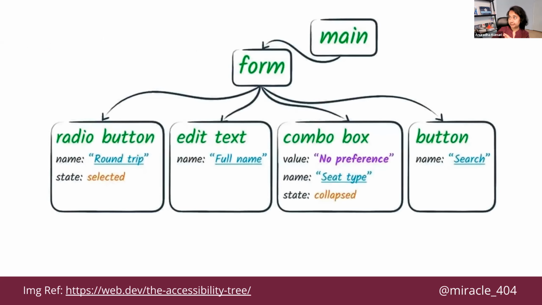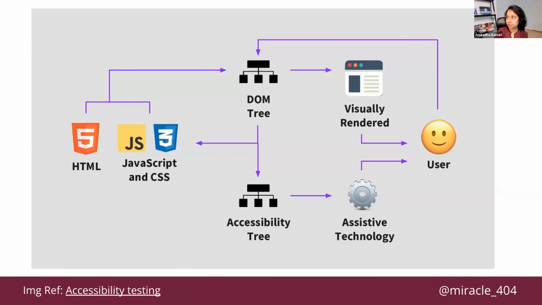But it looks something like this, where only relevant information is there. If you saw the DOM tree and now you see the accessibility tree, it looks a little bit more readable, because you can now say that, okay, there was main, okay, something happened on my screen. So form, and then there is a radio button which has a name and a state of selected, and then there is a text which has a name of full name, and so on. So this is only information which is required by assistive technologies, and they pass it on.